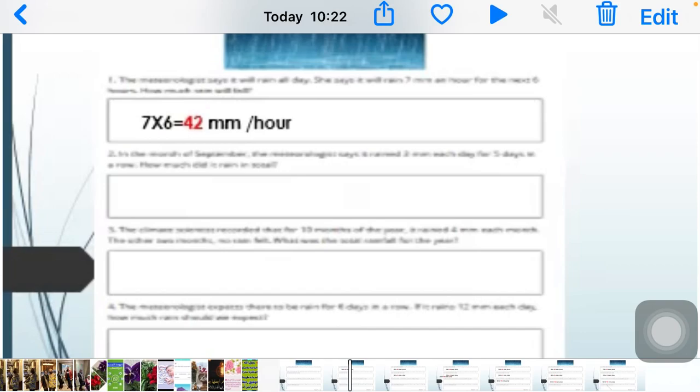Okay, number two, in the month of September the meteorologist says it rained 3 millimeters each day for 5 days in a row. How much did it rain in total?